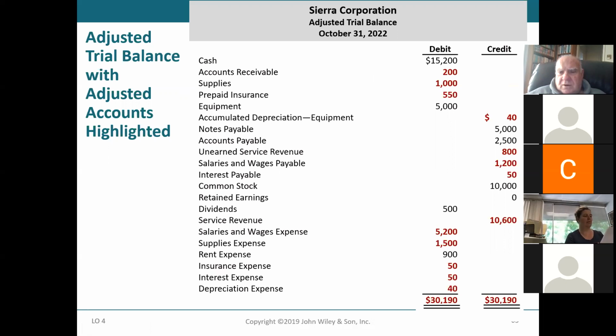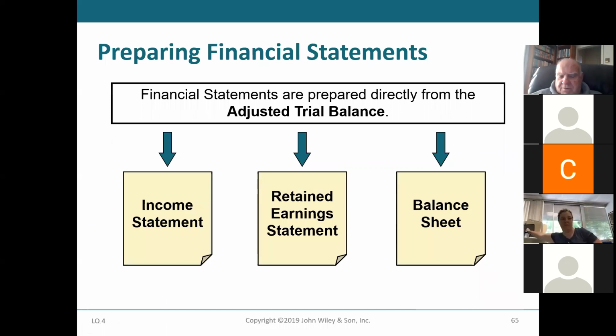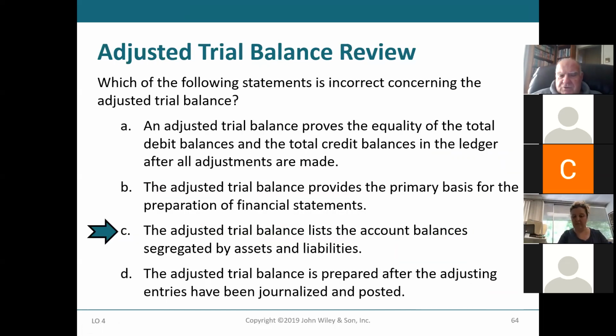Now, how do we get from the old trial balance to the new one? Which of the following statements is wrong concerning an adjusted trial balance? Well, the adjusted trial balance lists the accounts segregated by assets and liabilities. They're not really segregated. They're just written in order. An adjusted trial balance, again, all it does is prove the equality of debits and credits. The adjusted trial balance is the primary basis for doing the financial statements. The trial balance is really a piece of scrap paper, and the adjusted trial balance is prepared after the entries have been journalized and posted.